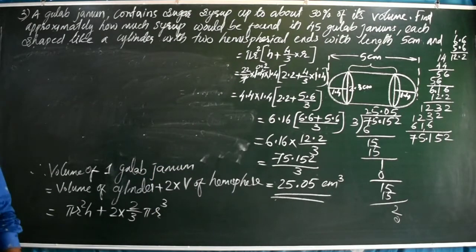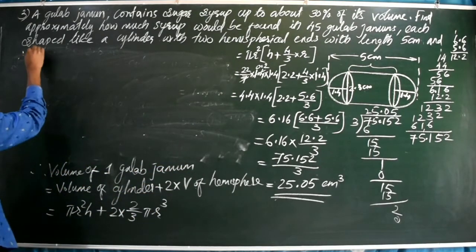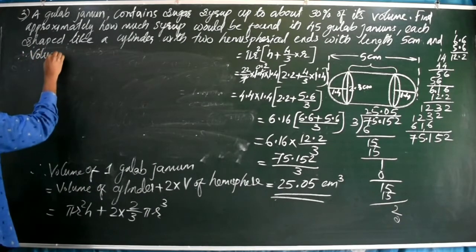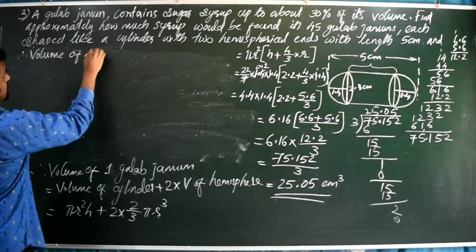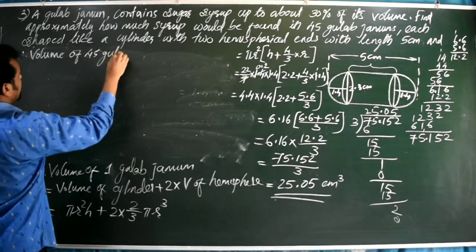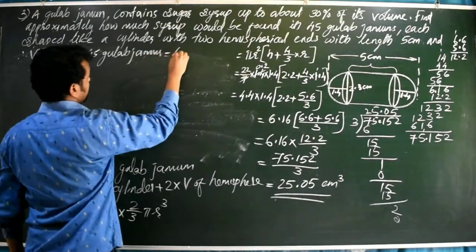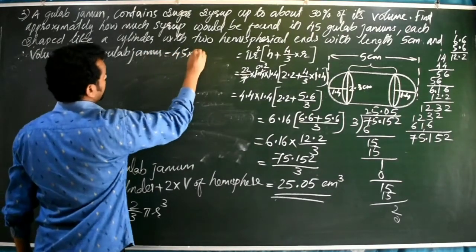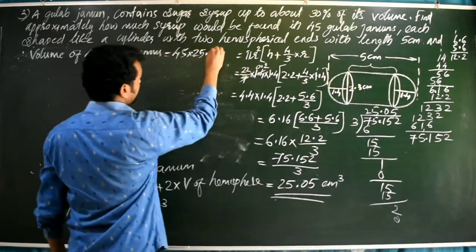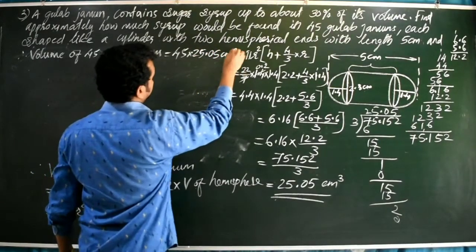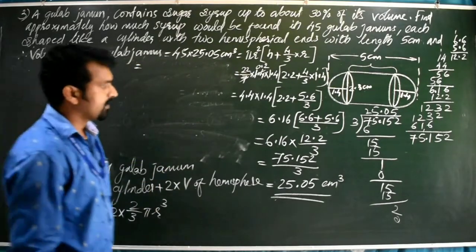Volume of 1 gulab jamun is equal to, we got 25.05 centimeters cube. Therefore volume of 45 gulab jamuns is equal to, what will we get as the answer? 45 into 25.05 centimeter cube. That is equal to, multiply that, we will get the answer.